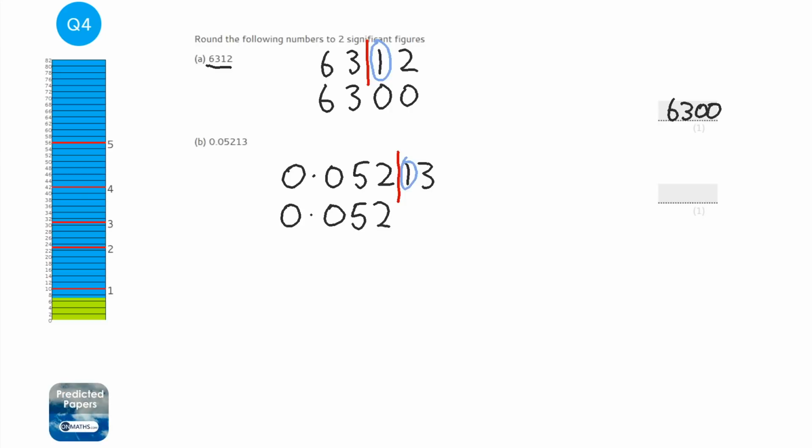0.052. Now I could put 0, 0 in here, but this time the zeros aren't actually affecting anything. Before, the 2 zeros there were holding that 6 to 6,000 and the 3 to 300, so they were really important. The zeros here aren't actually changing the number at all, so we don't need to have them. So the answer is 0.052.